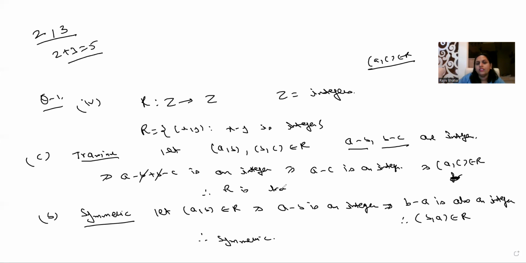Therefore relation R is transitive. I repeat, if we try to write down the elements of R, we see that all the elements of R are infinite, meaning it is not going to end. So this is the way we check whether the relation is equivalence or not, by writing it in a general way. Now question 2 onwards we are going to cover in the next video.